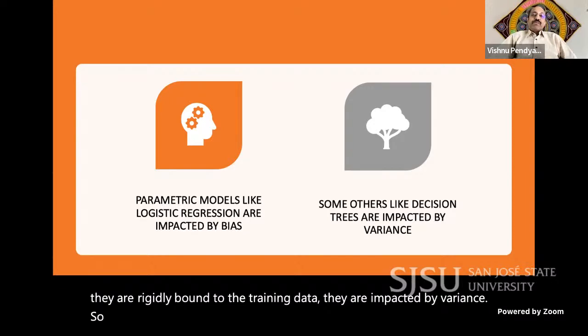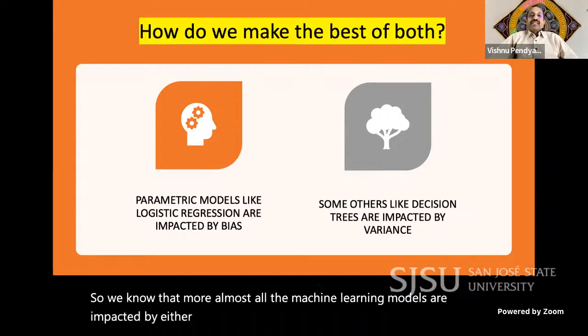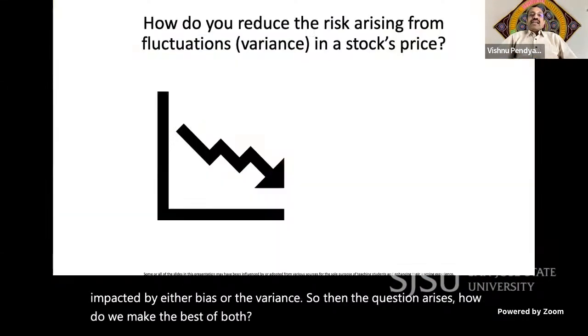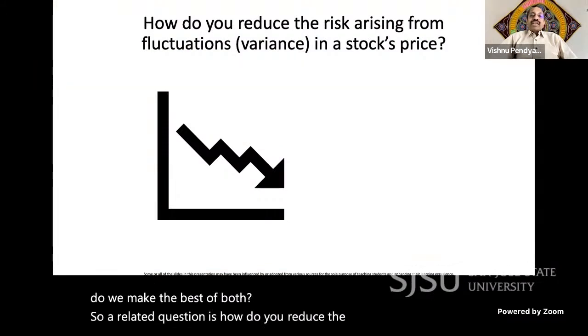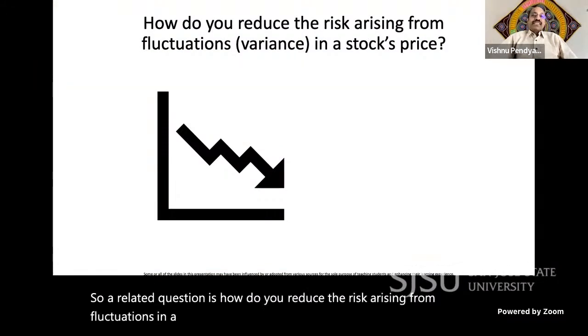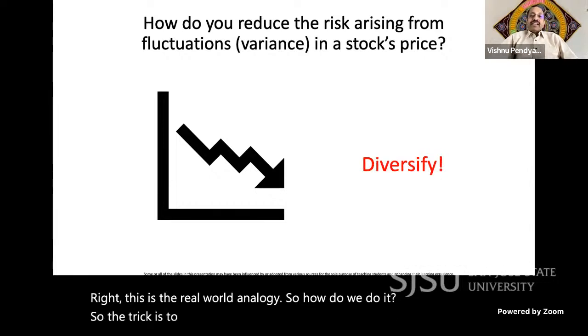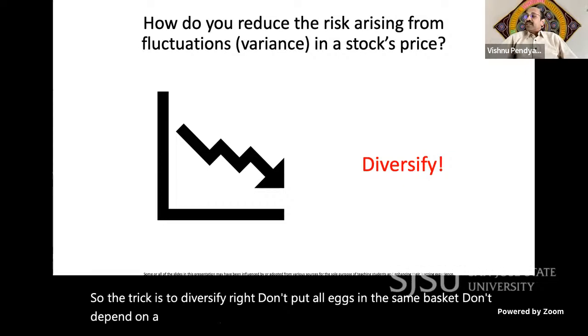So now, we know that almost all the machine learning models are impacted by either bias or variance. So then the question arises, how do we make the best of both? A related question is, how do you reduce the risk arising from fluctuations in a stock's price, right? This is a real world analogy. So how do we do it? The trick is to diversify, right? Don't put all eggs in the same basket. Don't depend on a single machine learning model. Instead, depend on multiple models.